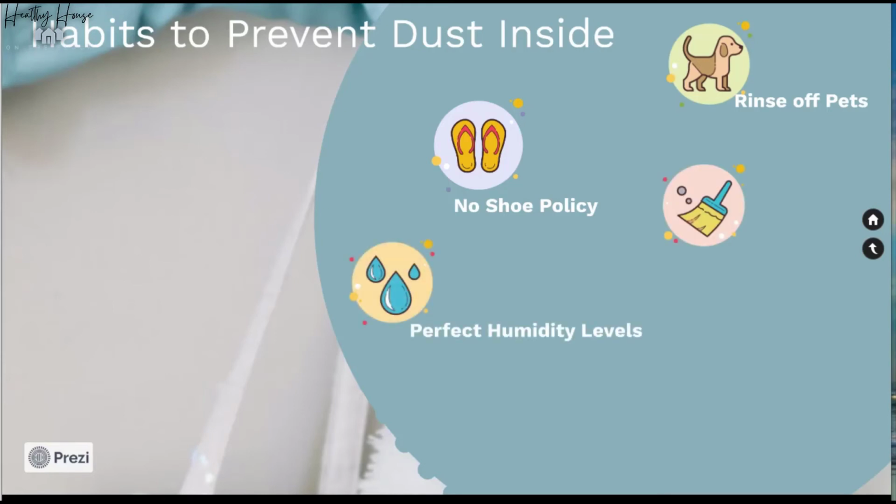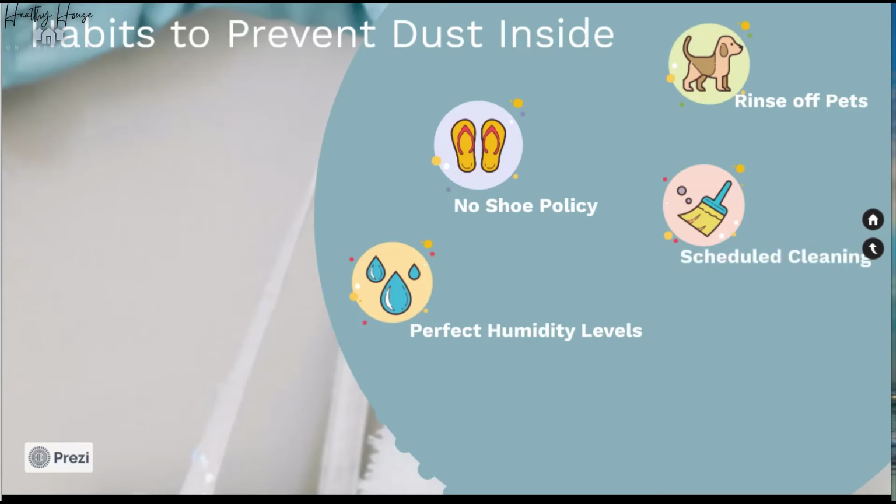The next one is humidity levels. Dust mites thrive in humid environments. If your home is around 35 to 40%, dust mites will not be able to reproduce, so it'll eliminate many of them from your home. You can use a hygrometer or a smart thermostat to check your humidity levels.